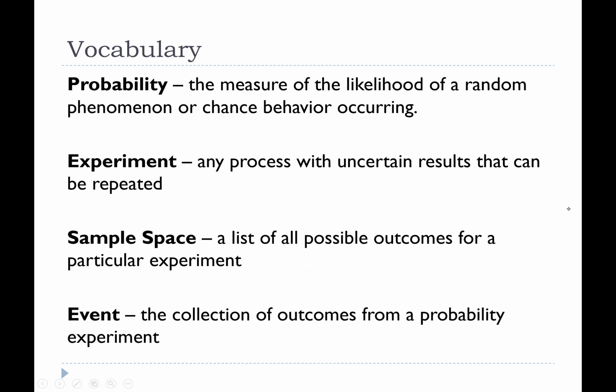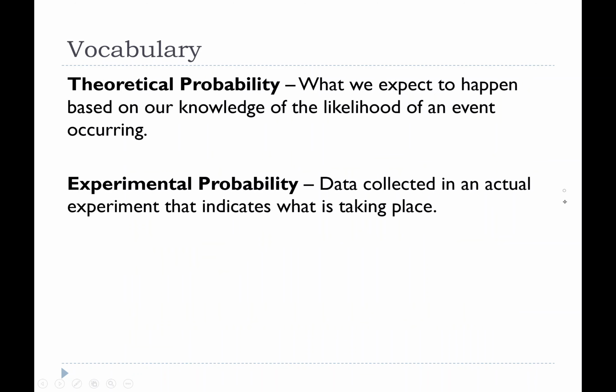We have probability, which is the measure of likelihood of a random phenomenon or chance behavior happening. An experiment is any process with uncertain results that can be repeated. A sample space is a list of all possible outcomes for a particular experiment, and an event is the collection of outcomes from a probability experiment. We have theoretical probability. This is the probability that you think of in your head: if this happens, this is what should happen. Then you have experimental, which is when you actually do an experiment and see if the results match the theoretical.